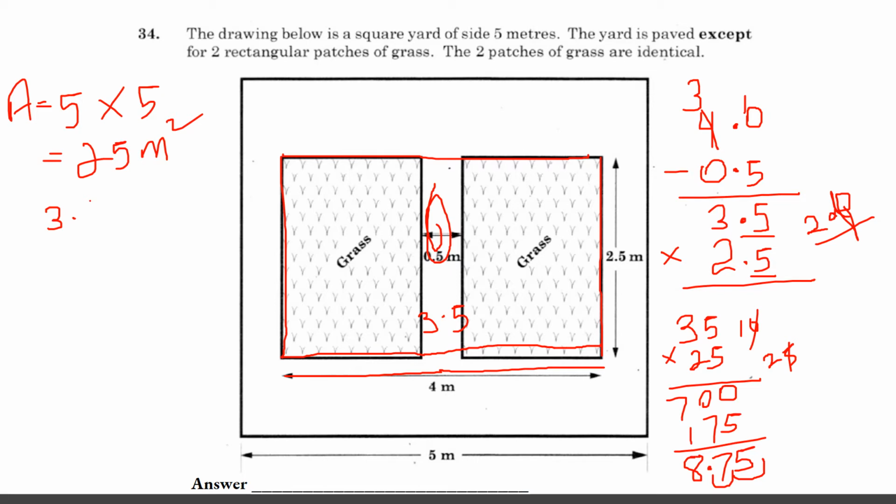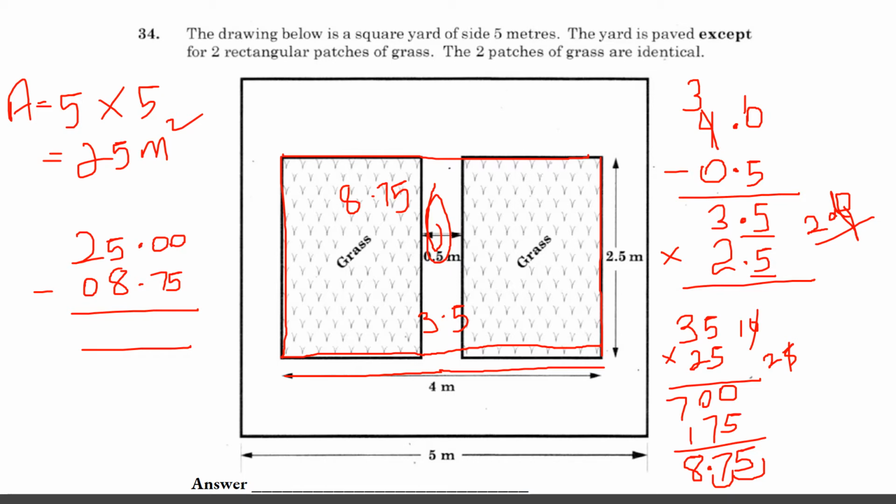So this entire area, these two patches of grass, the area is 8.75. So now, if we want to find the area of the paved area, we need to subtract the total area and the grass area. So let's say we have 25, we're going to take away the 8.75. Notice how I'm lining this up. So we are going to subtract and we are going to put zeros into these spaces.